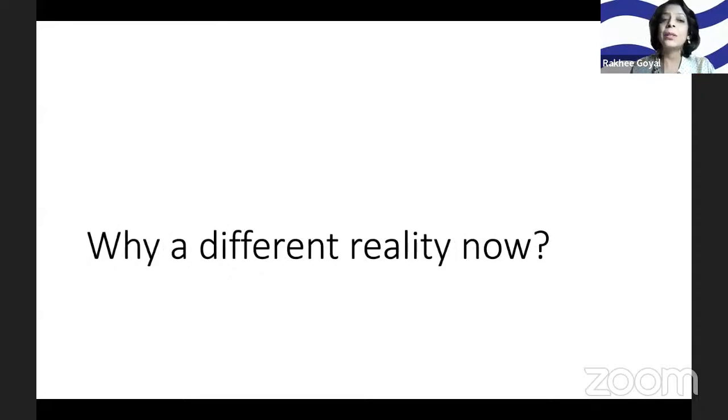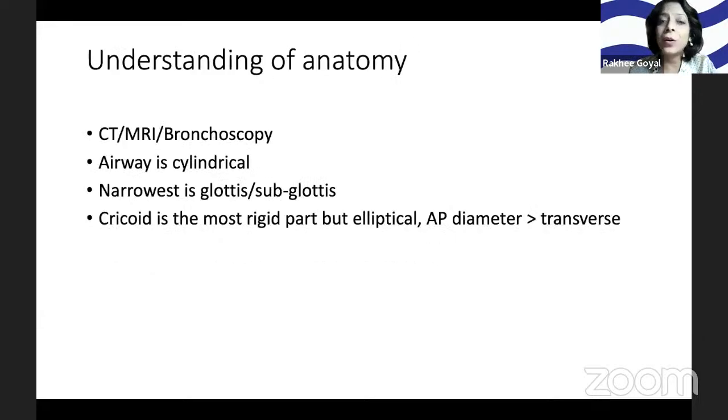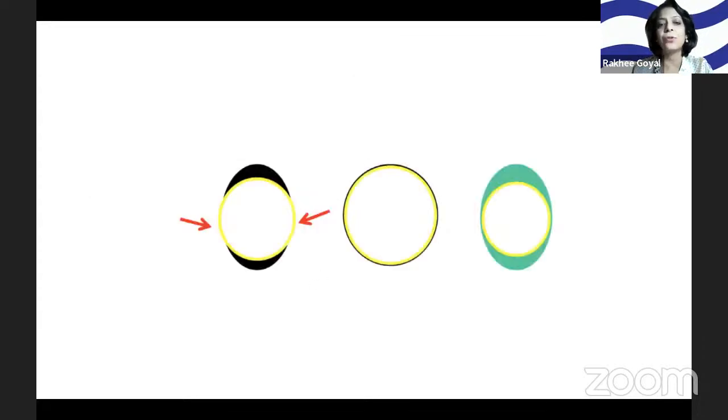Till now, in the last two, three decades, they faced the actual reality. The understanding of anatomy changed based on CT, MRI, and bronchoscopies, that the pediatric airway is cylindrical. The narrowest part could be glottis or subglottis. The cricoid would be the most rigid part because it cannot distend, unlike the glottis and subglottis. But the most important thing is that the cricoid is not circular. It is elliptical, and the anterior-posterior diameter is more than the transverse diameter. Now, this part is proven. This changes our whole understanding of using cuffed or uncuffed tubes.